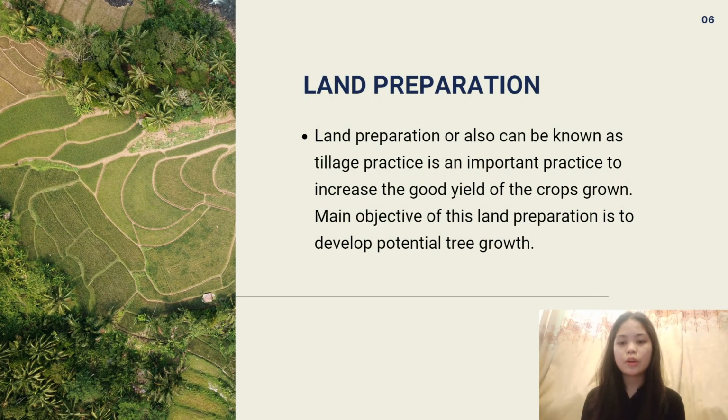Next is land preparation management. For land preparation, first of all, we should know that land preparation, or also known as tillage practice, is an important practice to increase the good yield of the crops grown. The main objective of this land preparation is to develop potential tree growth.